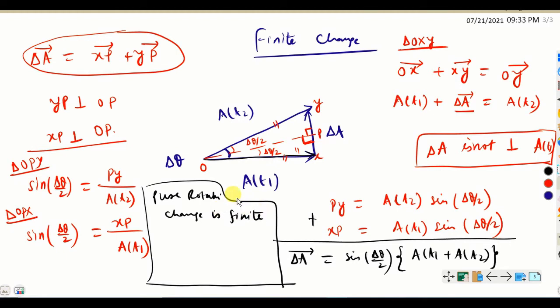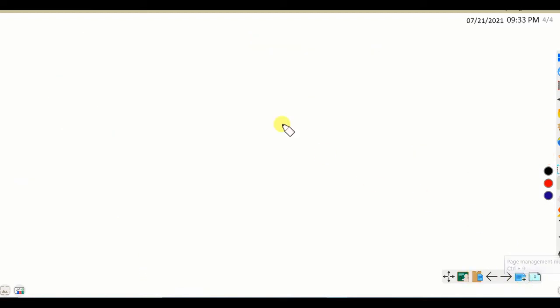So this is most important, that we are in a pure rotation and the change is finite. Now if we have pure rotation, then at1 must be equal to at2, because we are in a circular kind of change. Therefore we can easily write delta A is equal to at1 plus at2, which will give you twice A sine delta theta over 2. This is a very interesting result: if you have a finite rotation, we have 2A sine delta theta over 2.